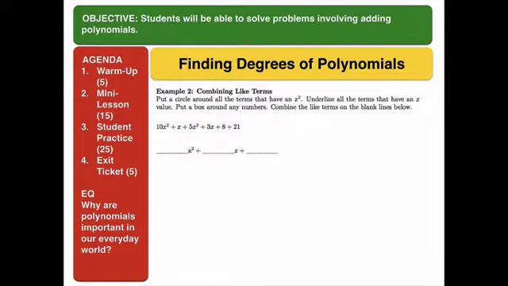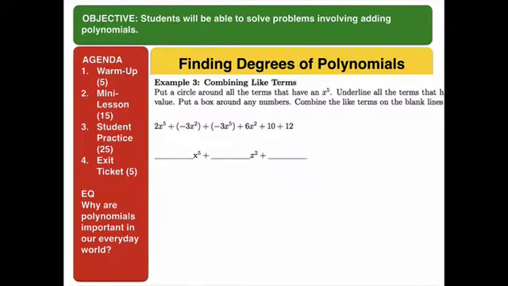This one's very similar. We have a 10x squared and we have a 5x squared. So for the x squareds, we're going to put 15 because the 10 plus 5 makes 15. For the x's, you have 1x and 3x. When there's no number in front of the x, it's just 1. So there's a total of 4 x's. And you have 8 and 21, which makes 29.